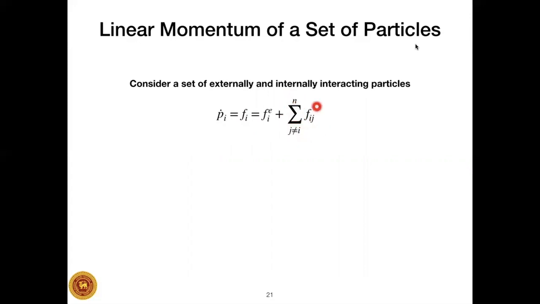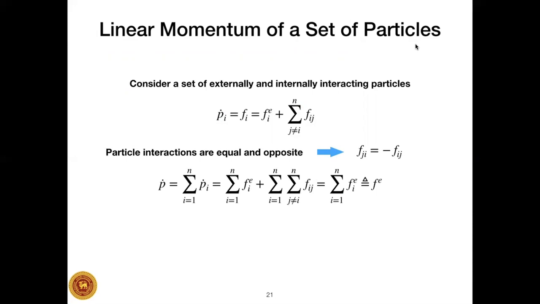In other words, this is the force due to internal particle interactions, and this is the force acting on the ith particle due to the external interactions with the universe. Newton's third law, or conservation of linear momentum, tells you that all particle interactions are equal and opposite. When you take them pairwise and sum over all particles, this summation will be 0. So when you get the total rate of change of momentum of all the particles, this summation will vanish. Why? Because F_ji is equal to minus F_ij. You get that the total rate of change of momentum of all the particles is equal to the summation of all the external forces acting on the particles. So P dot is equal to F_e.